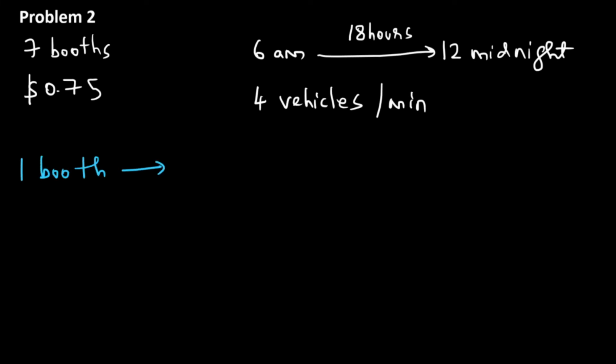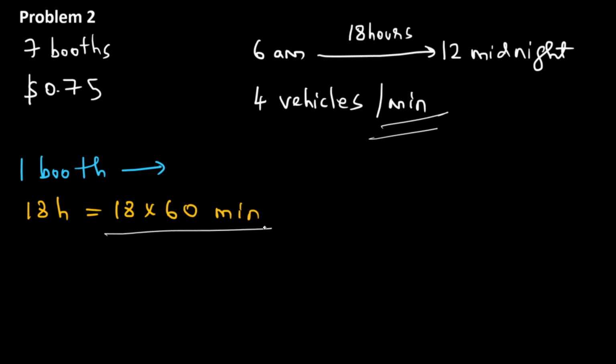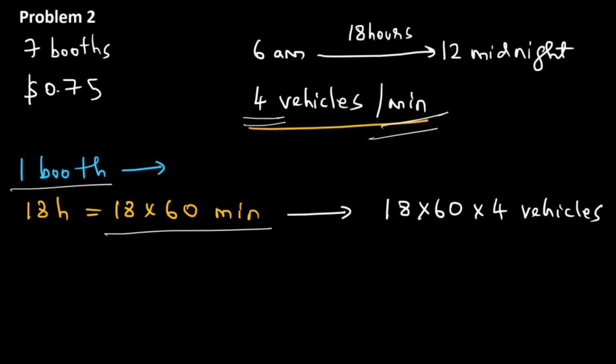Now in 18 hours, how many minutes are there? Let's convert it into minutes, because this piece of information is given in terms of minutes. So 18 hours is 18 into 60 minutes. And in these many minutes, how many vehicles will be passing through one booth? That would be 18 into 60 into 4, because in 1 minute 4 vehicles pass through one booth. So in 18 hours through one booth there would be 18 into 60 into 4 vehicles.